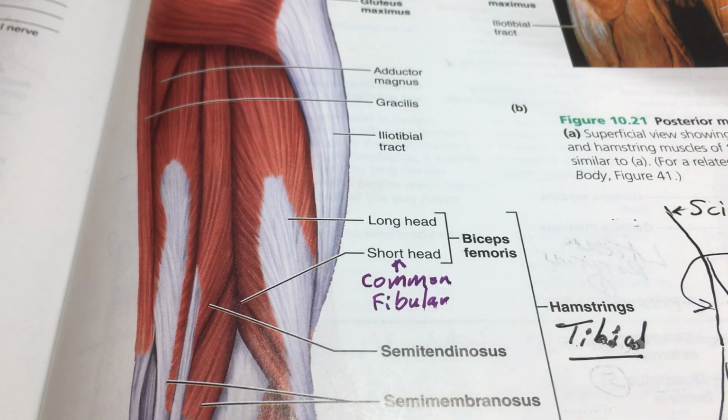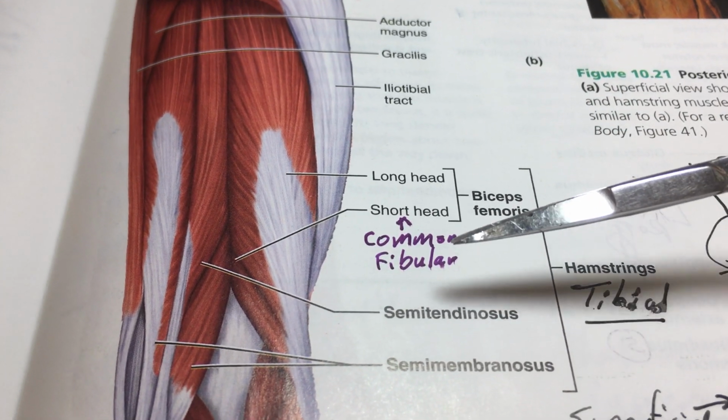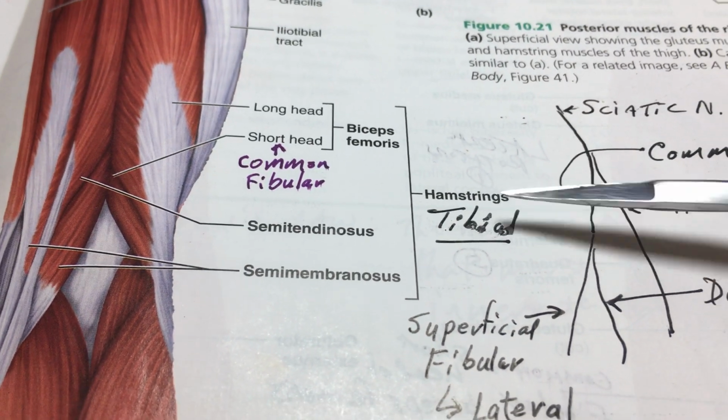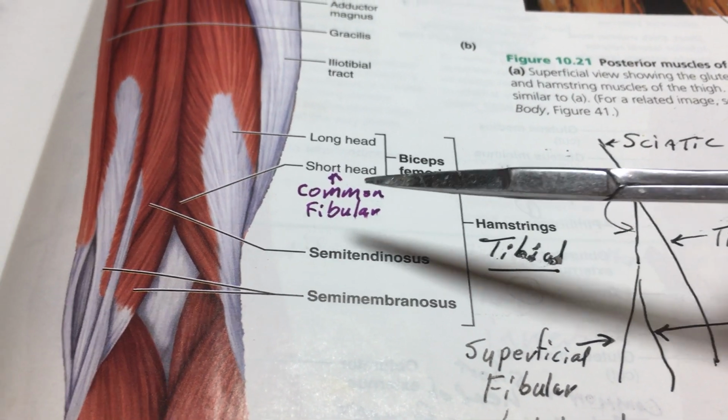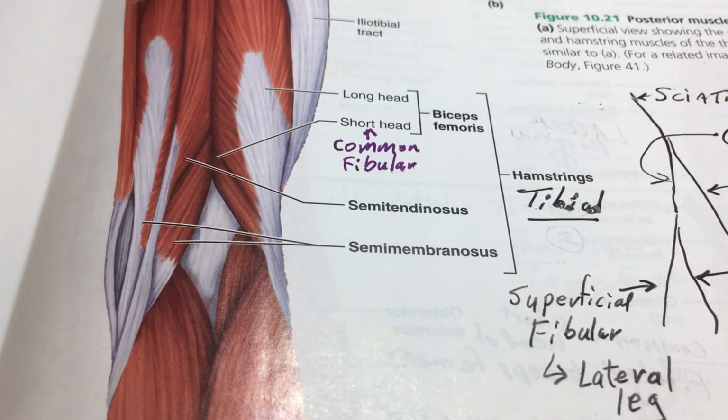Long head is innervated by the tibial nerve. Short head innervated by the common fibular. Most of the hamstrings are innervated by the tibial. Just this little short head right there is the exception to the rule.